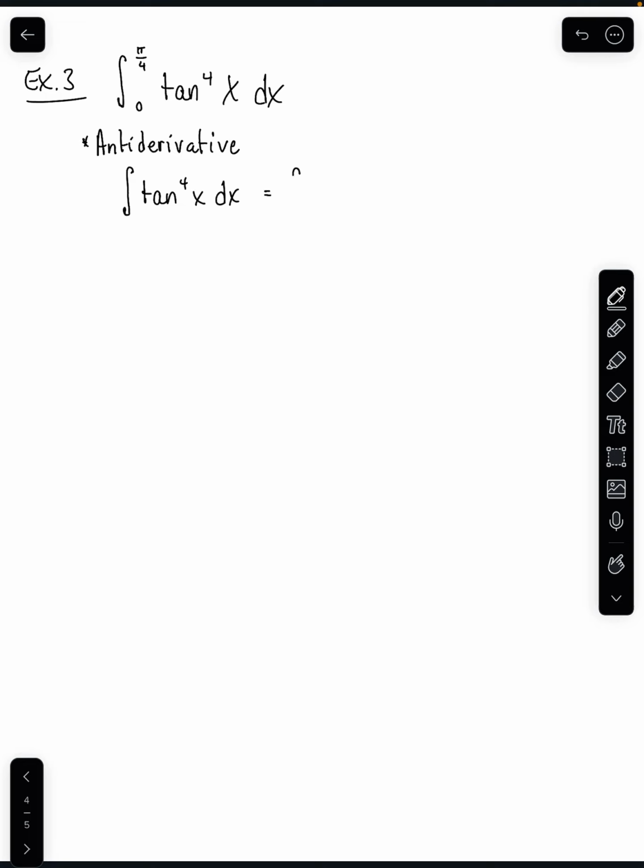And what we can do here is write this as tangent squared x times a second tangent squared x dx. And one of those tangent squareds can be replaced using the Pythagorean identity: secant squared x minus 1.